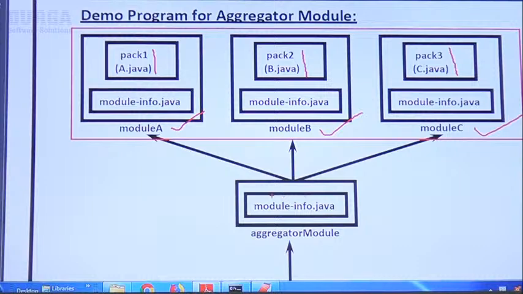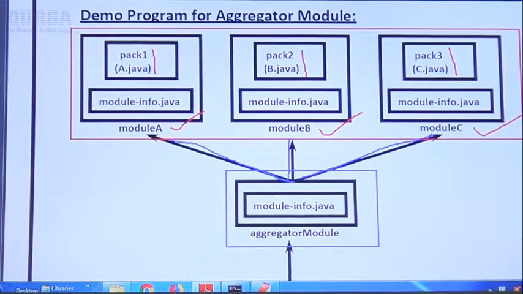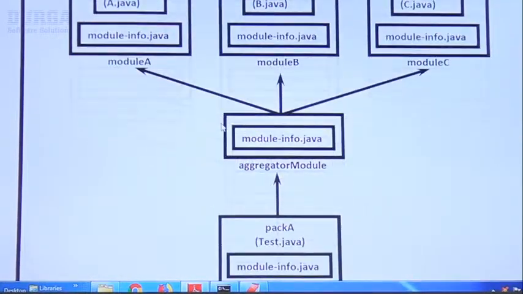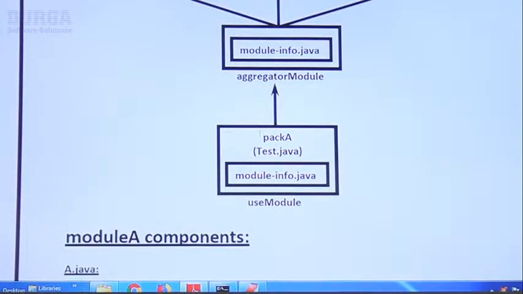So now here I define one aggregator module. Have you observed, right? This aggregator module is just going to require module A, require module B, require module C. Beyond that, nothing, sir. Up to here, how many modules are available? 3 general modules and 1 aggregator module. Beyond that, nothing, sir.